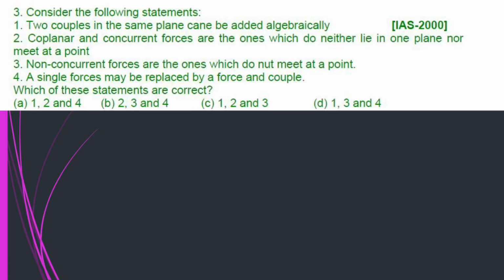Question is, consider the following statements: two couples in the same plane can be added algebraically. Yes, it's correct. Then, coplanar and concurrent forces are the ones which lie neither in one plane nor meet at a point. It's coplanar? No. Concurrent means they should meet at a point. And next, non-concurrent forces are those which do not meet at a point.